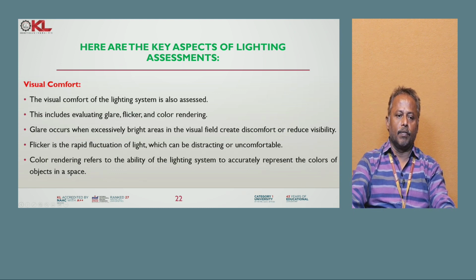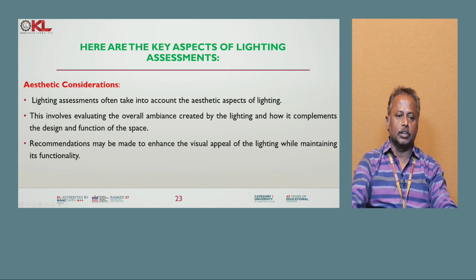Next, visual comfort. The visual comfort of the lighting system is also assessed. It includes evaluating glare, flicker, and color rendering. Glare occurs when there are excessively bright areas in the visual field, which creates discomfort or reduces visibility. Flicker is a rapid fluctuation of the light. It can be distracting and uncomfortable. Color rendering refers to the ability of the lighting system to accurately represent the color of objects in the space.